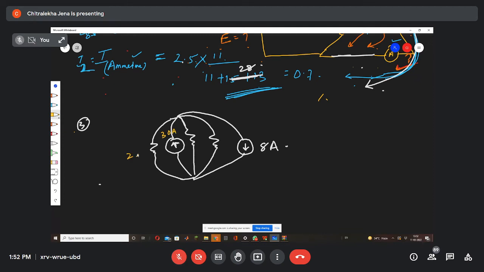Just use Kirchhoff's current law. I have given only an application of Kirchhoff's current law, nothing else. How much current is going downward, outward? You will tell me the value of V. V is the potential difference across these 6 ohm.